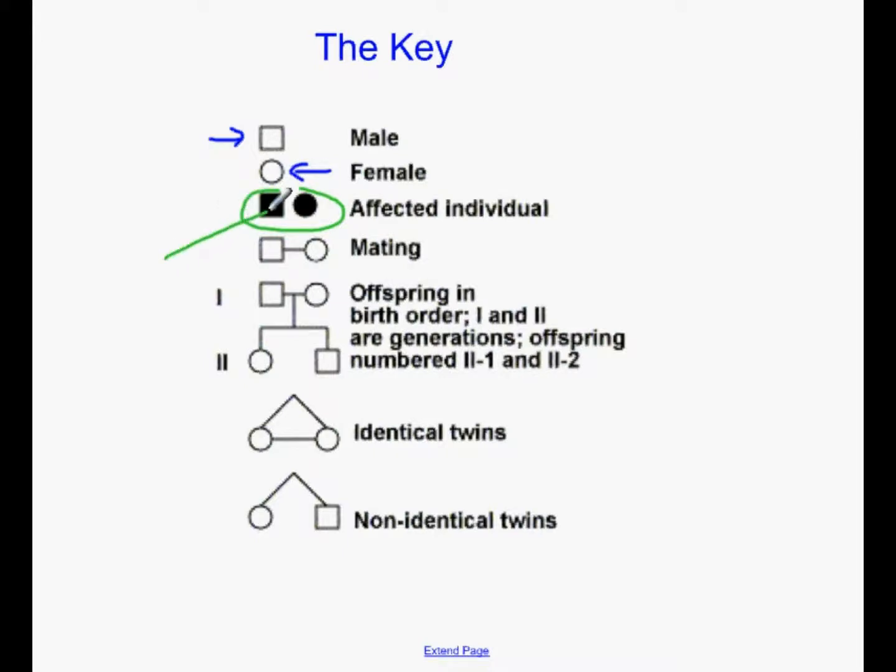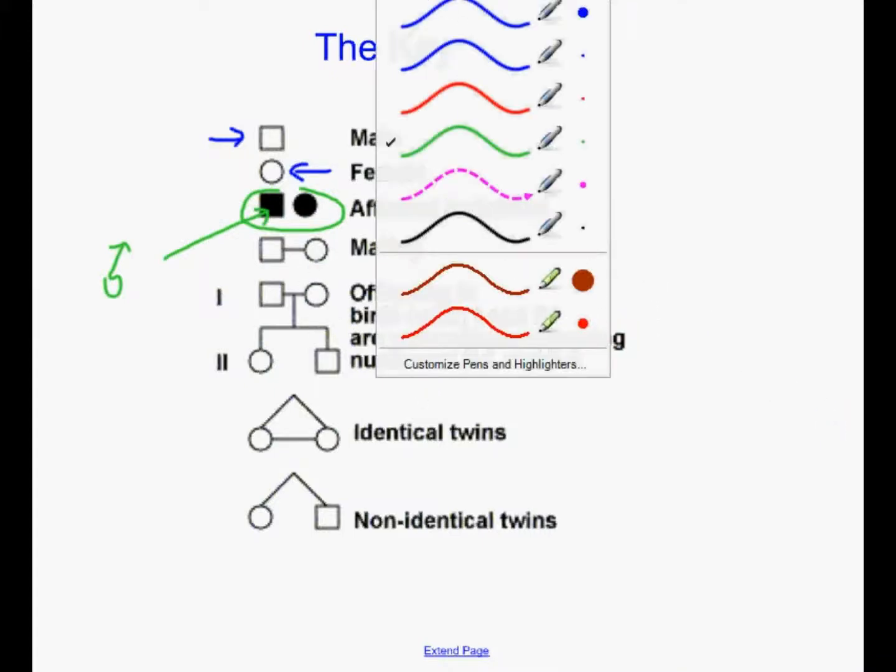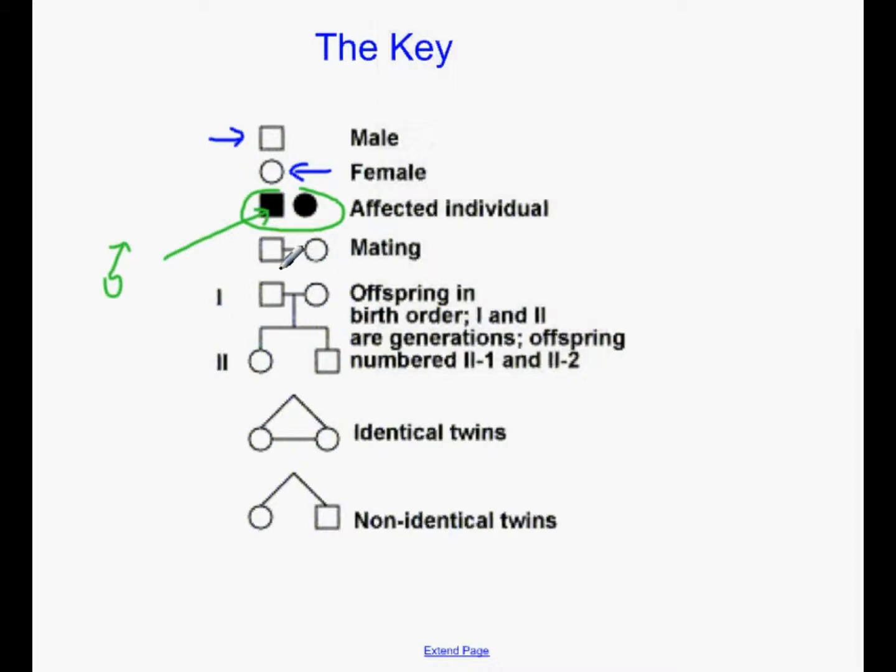So for example, this square right here would be a male. Is that my male symbol there? A male who has the trait that I'm looking at, whatever the trait is. Maybe it's simply baldness I'm looking at, or maybe it's some sort of disease like cystic fibrosis. That's how you indicate it. You connect the two if they're mated together. So they're married here and they're having children.